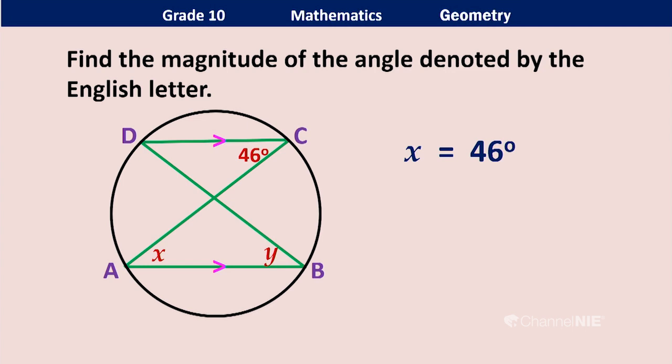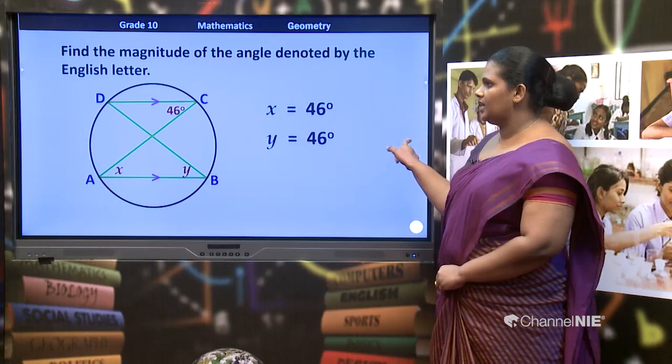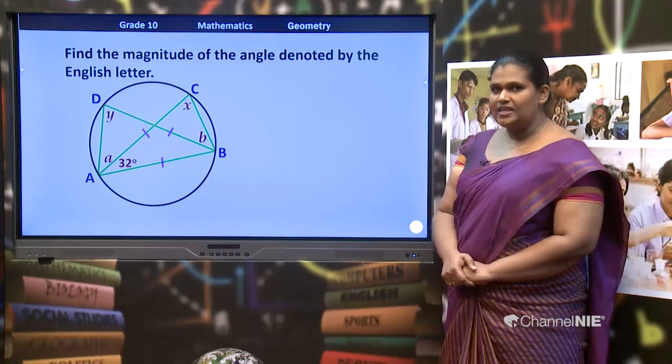Now, we can find the value of y. Can you observe that angle DCA and angle ABD are on the same segment? Therefore, we know that the angles on the same segment are equal. Therefore, we can say the value of y equals 46 degrees. Right. Then the next one.